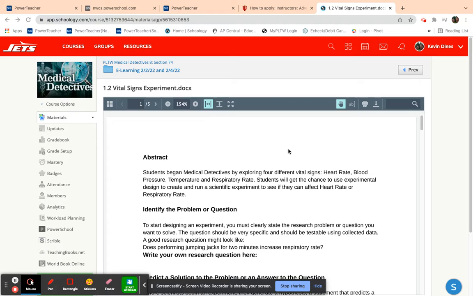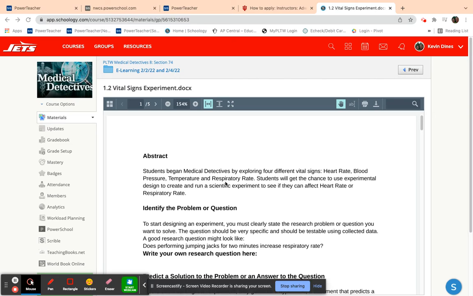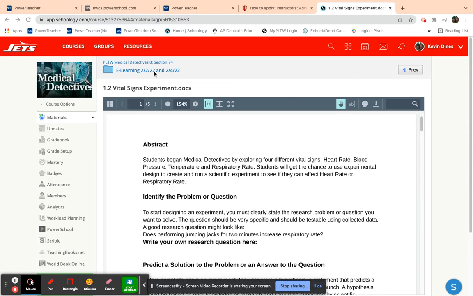I kind of want to have you guys start to prepare your experiment. Tuesday we are going to run these experiments in class. So I want you to think about something that you and a partner, or you and partners, would be willing to do. If I'm looking in my e-learning folder, you have this 1.2 vital signs experiment.